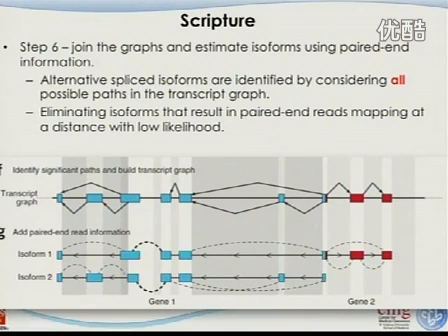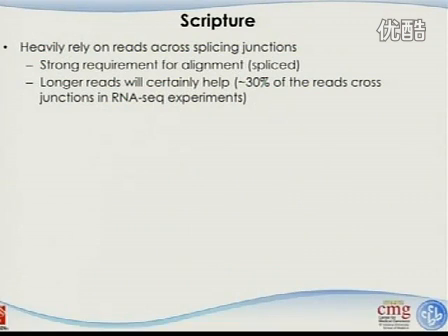And what they do here is alternative spliced isoforms are identified by considering all the possible paths. And Yang, you will like this. They are using all the possible paths in the transcript graph, so hopefully you are not missing anything. And they eliminate isoforms that result in paired-end reads mapping at a distance with low likelihood. So if you look at one fragment and the two ends are too far away from each other, it's unlikely to be the case, and that will lower the probability that they're joined together. But anyways, they will evaluate those.